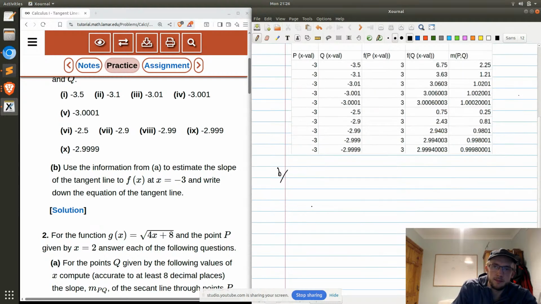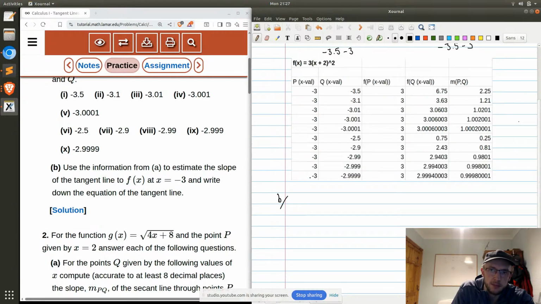Anyway, so use the information from part A to estimate the slope of the tangent line to f of x at x equals -3 and write down the equation of the tangent line. So the estimated slope is 1.